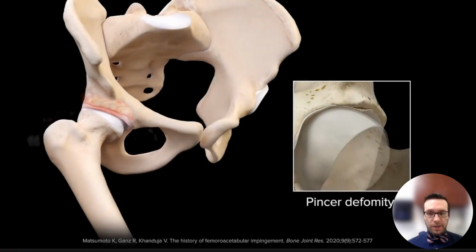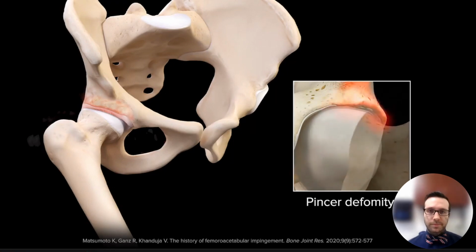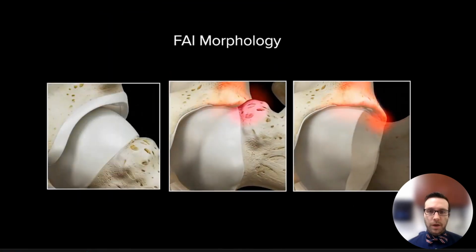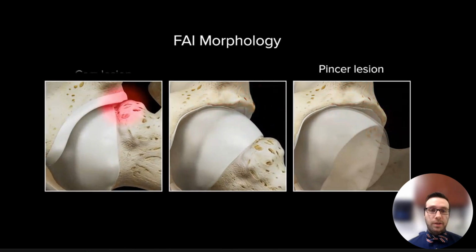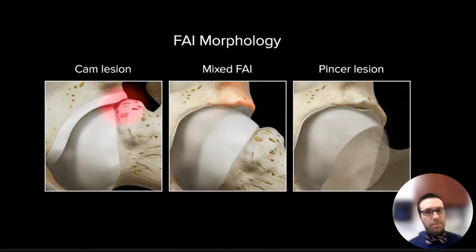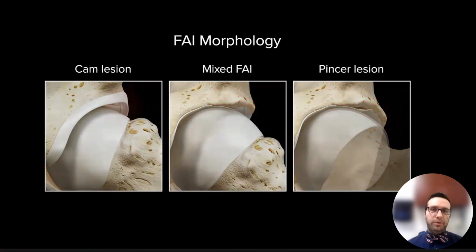The pincer relates to the acetabulum. It happens when excess bone forms on the rim and increases the coverage of the head. Which gives us three basic FAI morphologies: an isolated cam lesion, an isolated pincer lesion, or mixed morphology.